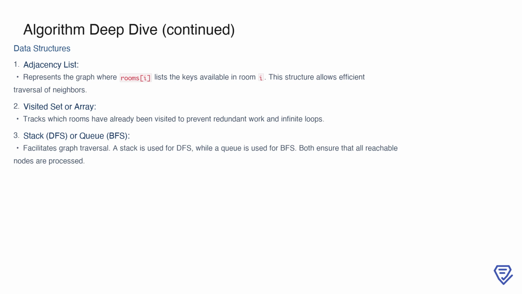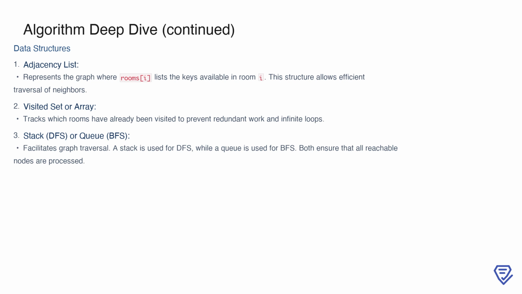First, the adjacency list is used to represent the graph, where each room directly maps to its list of keys. This structure allows efficient access to a room's neighbors. Second, the visited array or set ensures we don't revisit rooms, preventing infinite loops and redundant work. Lastly, the stack or queue facilitates the graph traversal process.